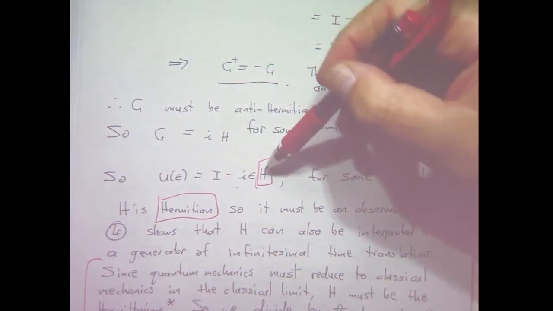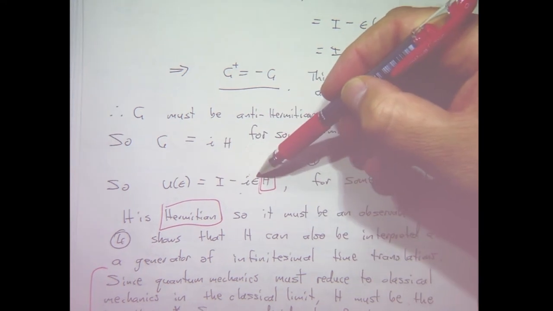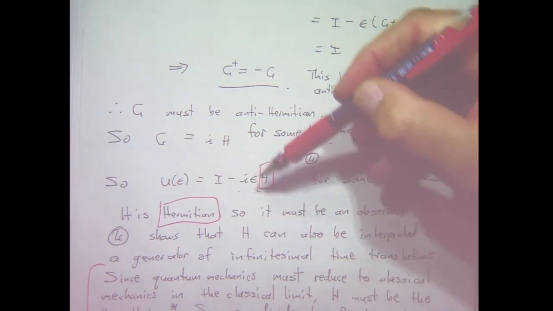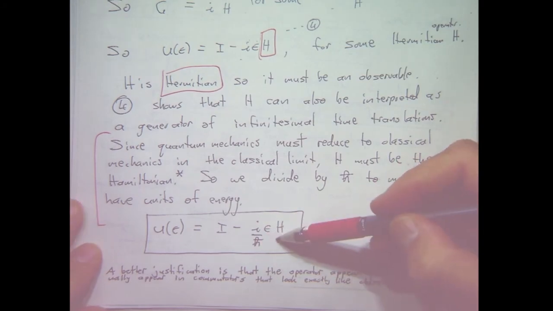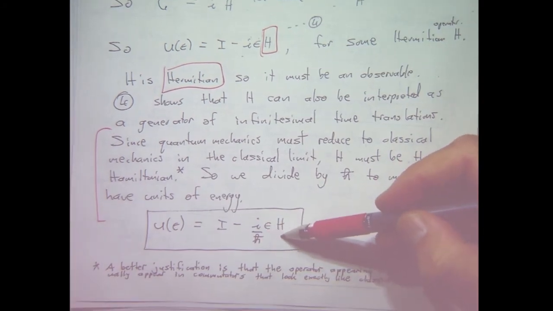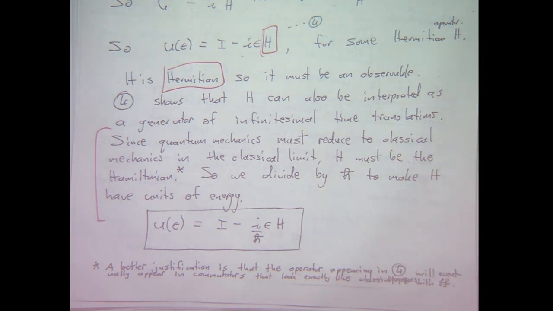If this is the Hamiltonian, the only problem is that the units would be wrong, because I has no units, epsilon is time, so in fact we would have to divide by h bar to have the right dimensions. So, divide by some small number with units of angular momentum. That's a bit hand-wavy, right? Yeah, just slightly. You need to bring h bar from somewhere.